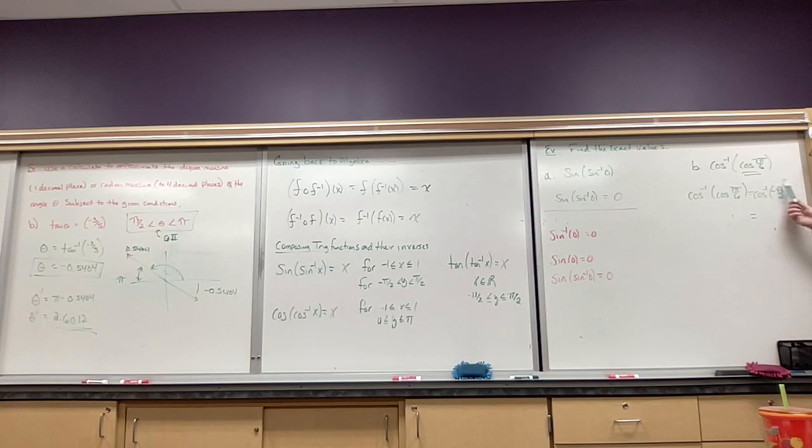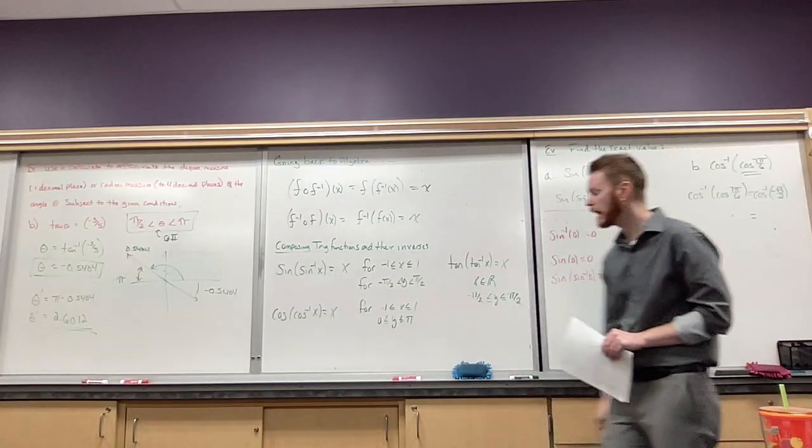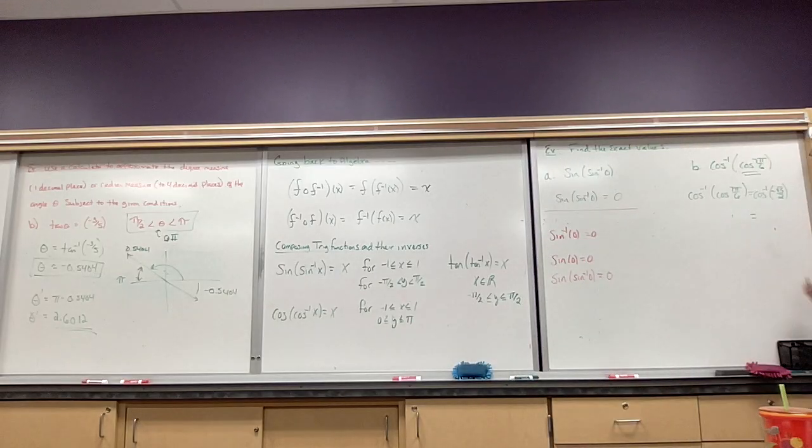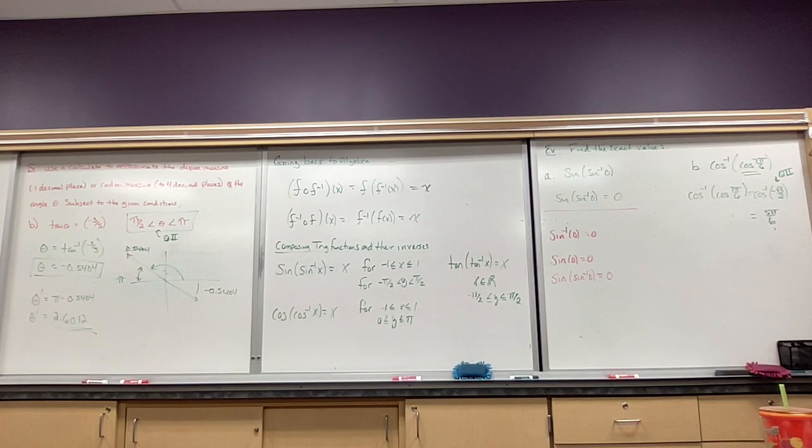So now we got to figure out what the inverse of this guy is. Well, think about what cosine is. Cosine's output values are between 0 and pi. Okay. So with 0 and pi in place, this must be 5 pi over 6. And I'll put here, we have to be in quadrant 2 for that to work. Okay.